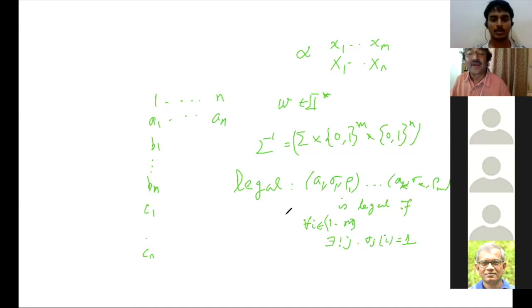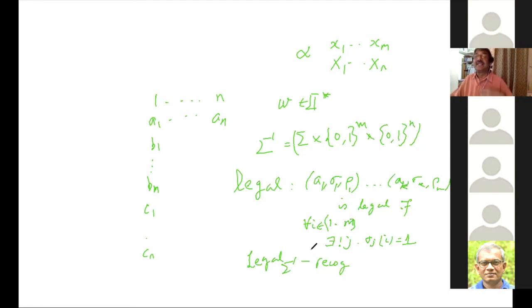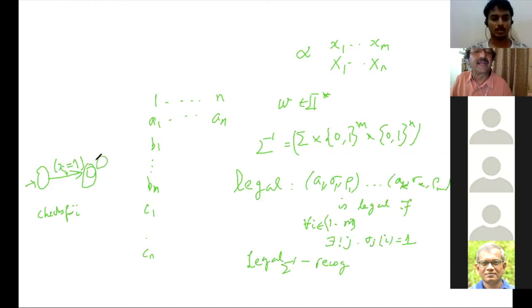So let me call this legal sigma prime, the set of all legal strings over sigma prime, and this is a recognizable language. It's very easy to construct an automaton that checks this, and the automaton is completely straightforward. You start, and at any point of time you check the ith position. This checks for i. When xi equals 1, immediately you go into the final state, and after that you accept anything.